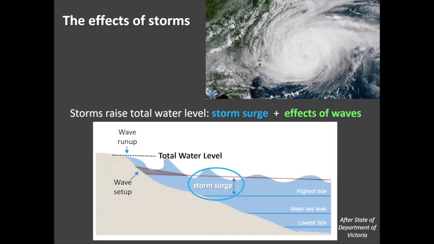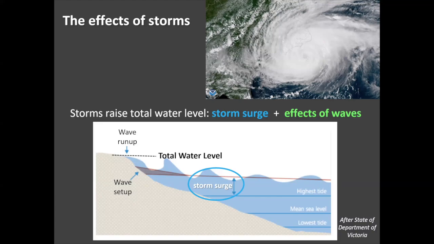And low-lying landscapes are especially vulnerable, and storm surge is especially pronounced on low-lying landscapes because they are associated with shallow, low-sloping offshore environments, which means there's really nowhere for that water that's pushed landward to go other than upward.